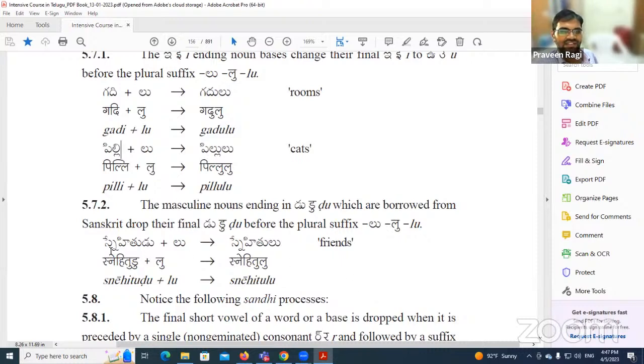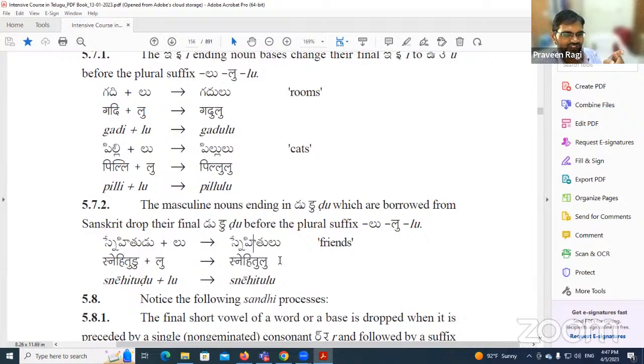Okay, let's see. Snehituralu. I'm just reading on my own. Snehitudu is the male friend, like boyfriend, then the lu suffix. It becomes snehitulu. Snehituralu is the singular, like a girlfriend.